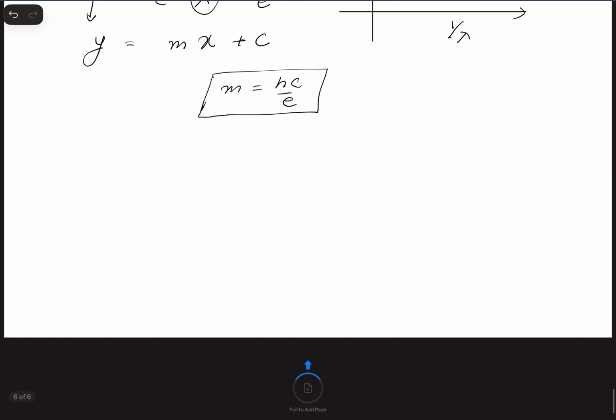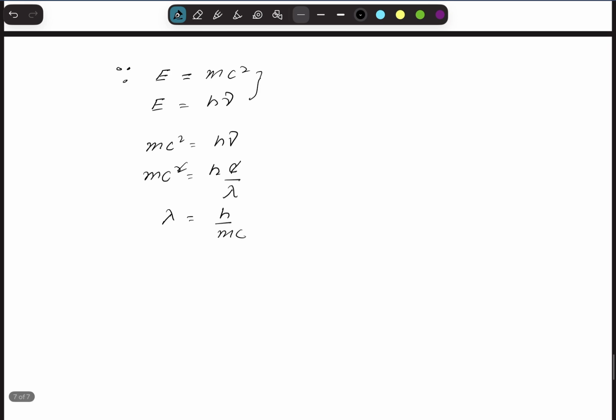Let's see. De-Broglie wavelength. According to Einstein, E equals what? mc square. And according to Planck's, E equals what? h nu. See, these both are energy. So we can equate and write mc square equals h nu. What is nu? We can write c by lambda. Now c and c get cancelled. Lambda will be equal to h by mc. Correct? Yes.